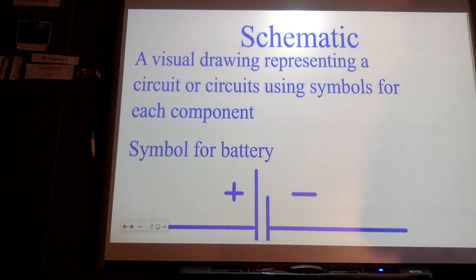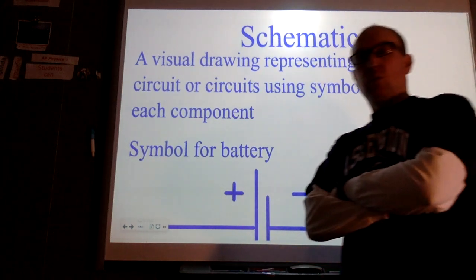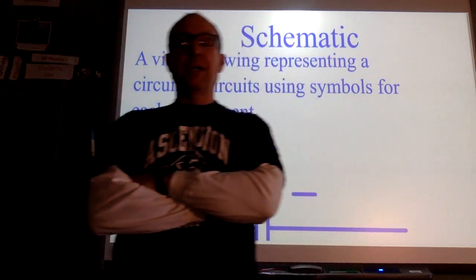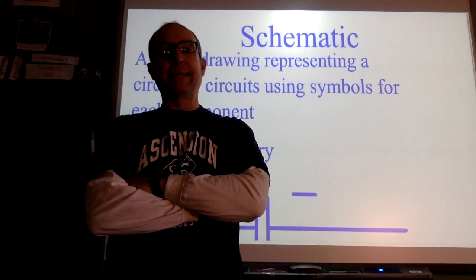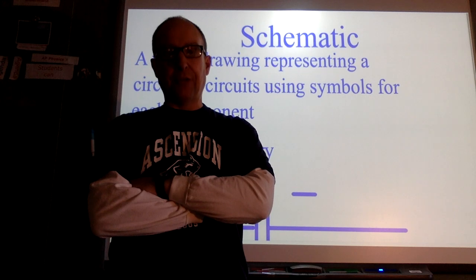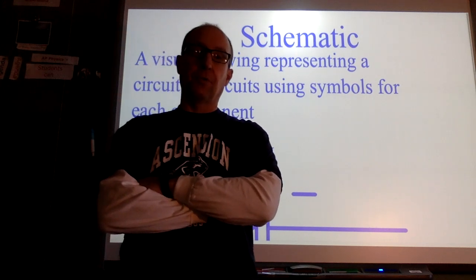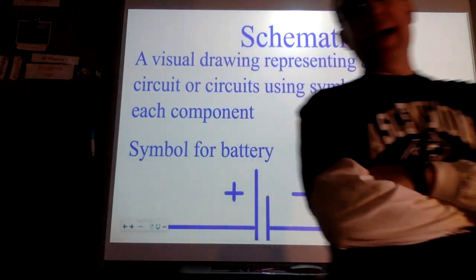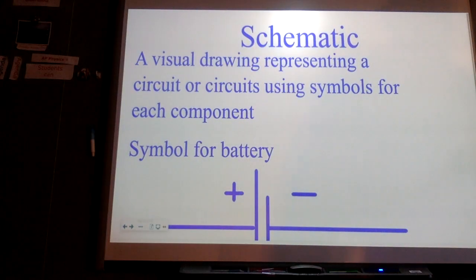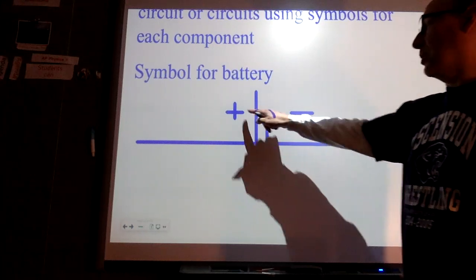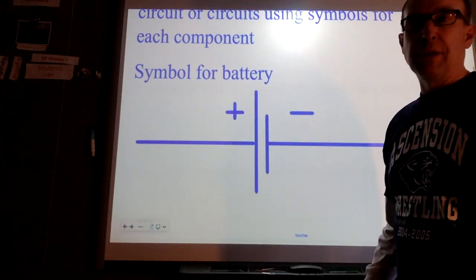We can draw circuits, and when we do, we call that a schematic. The idea is that it's easier to not have to actually draw a battery and a light bulb. We can just use symbols for it. The symbol for a battery is two lines not touching. One's longer than the other. The longer one will be the positive one.